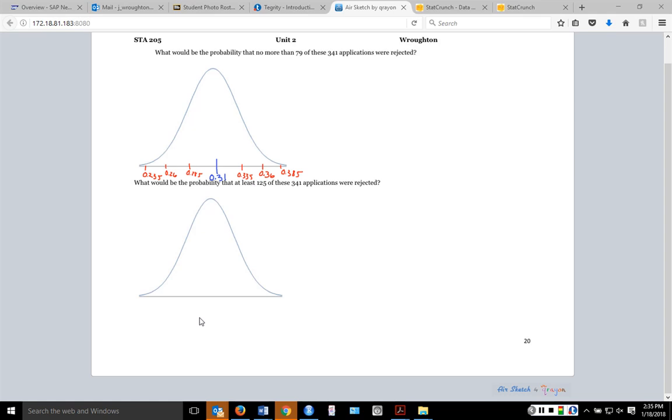The next thing I need to put on my picture is p hat. P hat is our sample proportion, so I do actually need to create that. That's going to be our 79 out of the 341 applications, which is 0.2317. So where does that fall on my picture? It's way down here, actually a little bit to the left of 0.235.